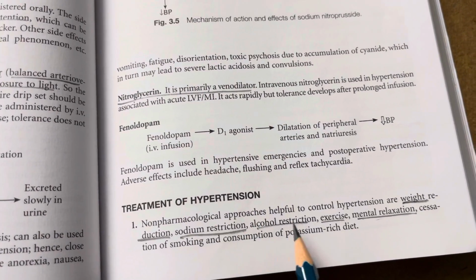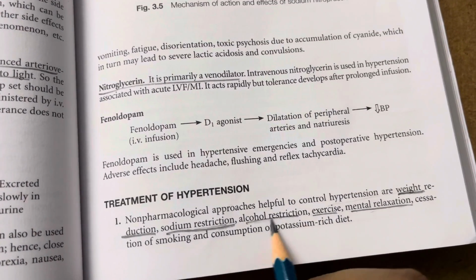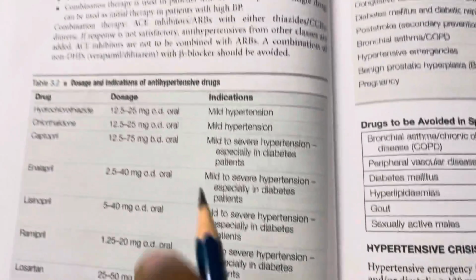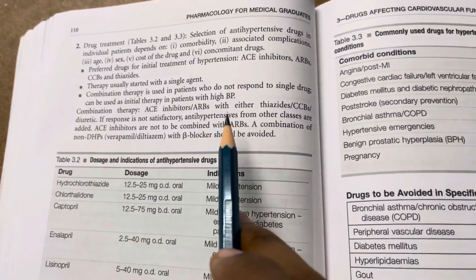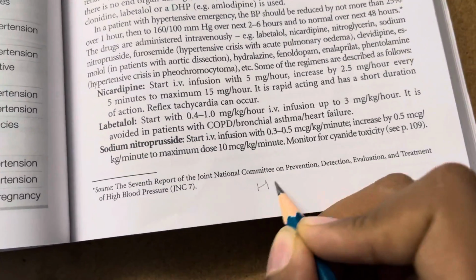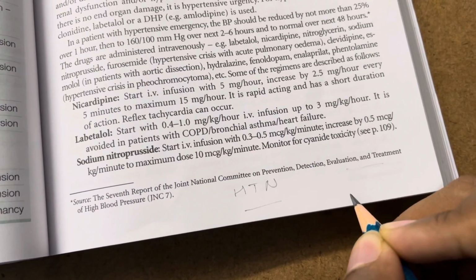Next, treatment of hypertension. Basically the non-pharmacological approaches are weight reduction, sodium restriction, alcohol restriction, exercise, and mental relaxation, with a sodium poor and potassium rich diet. And drug therapy. First remember one thing: hypertension, hypertensive crisis, hypertension in pregnancy, hypertensive crisis in pregnancy.